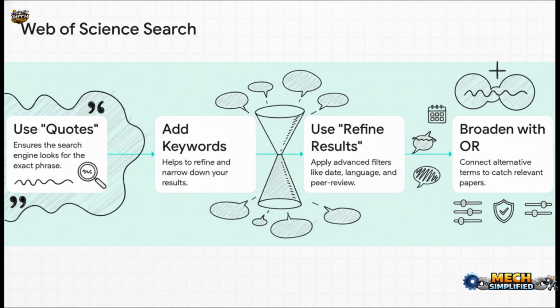First off, if you're looking for an exact phrase, like "machine learning," lock it down with quotation marks. Second, add more keywords to narrow your focus. Third, and this is a total pro move, use the Refine Results panel. This is your command center for filtering by date, language, or for sticking to only peer-reviewed articles. And finally, to cast a wider net, you can connect related terms with the word OR, like AI OR artificial intelligence, to make sure you catch everything that's relevant.